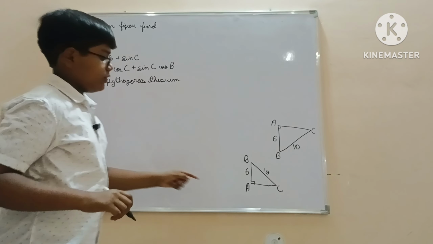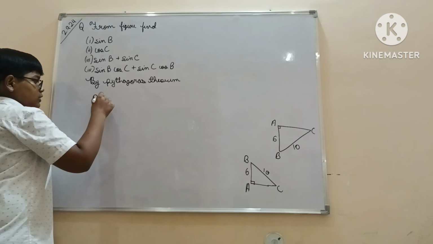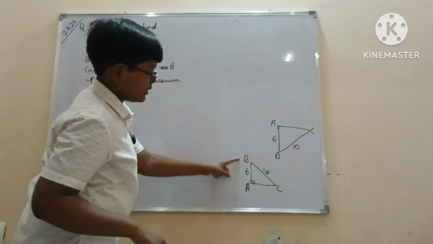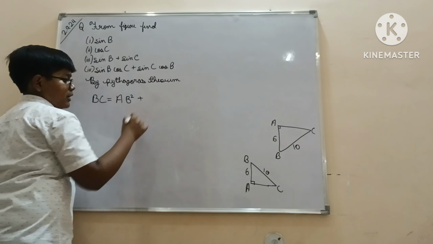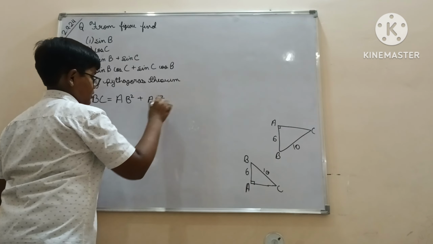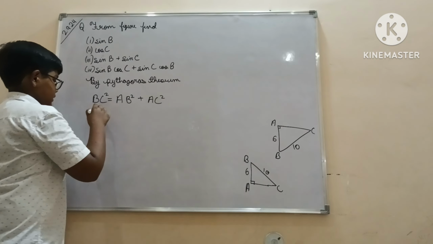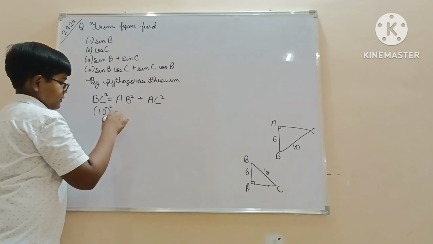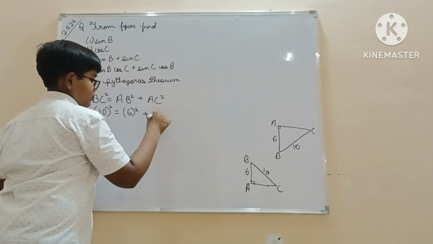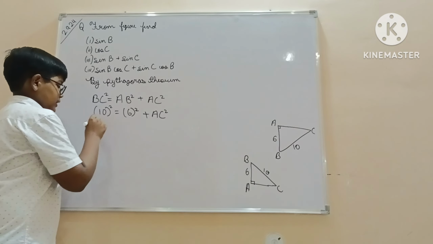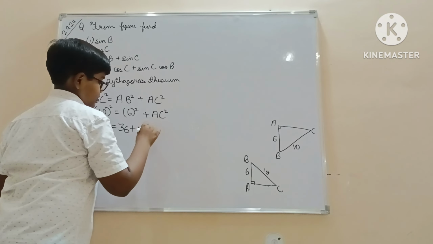Now the values of AB and BC is 10. So this equation will form: the hypotenuse BC squared equals AB square plus AC square. BC's value is 10, which will be squared. AB's value is 6. It will also be squared, and now there will be AC square. Now 10 square is 100 and 6 square is 36 plus AC square.